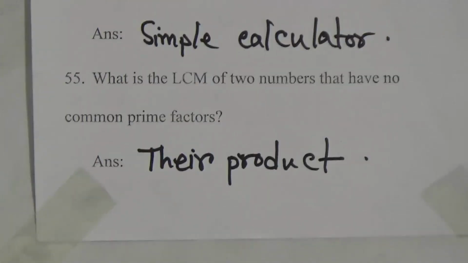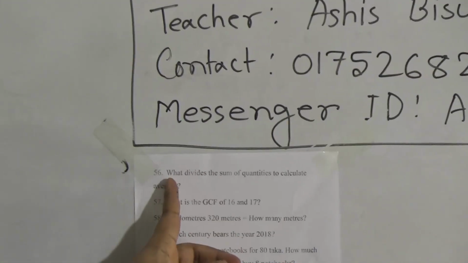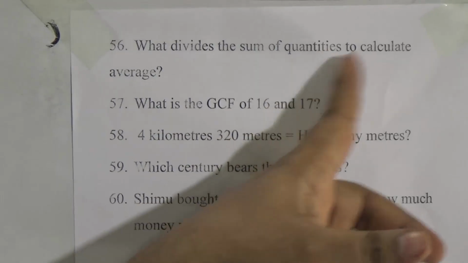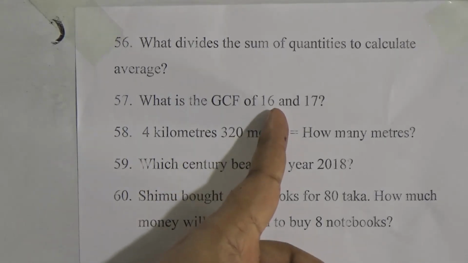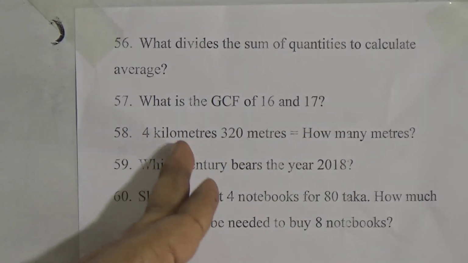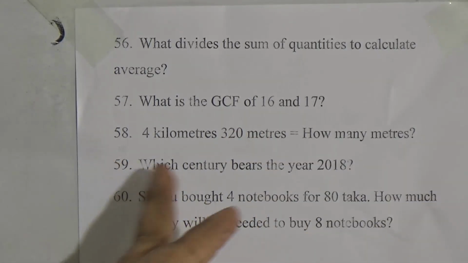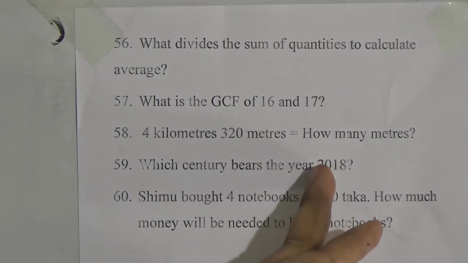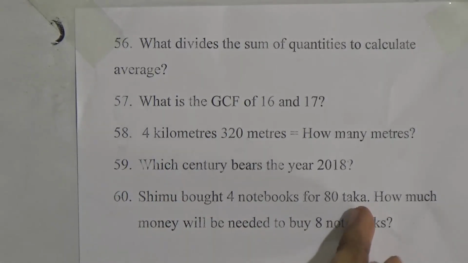I hope you have understood, dear students, and this is our today's CW. My dear student, now I shall give you some problems as your SW. Here you notice 56. What divides the sum of quantities to calculate average? Okay. Question number 57. What is the GCF of 16 and 17? Question number 58. 4 kilometers 320 meters equal to how many meters? Question number 59. Which century bears the year 2018? Question number 60. Shimu bought 4 notebooks for 80 taka. How much money will be needed to buy 8 notebooks?